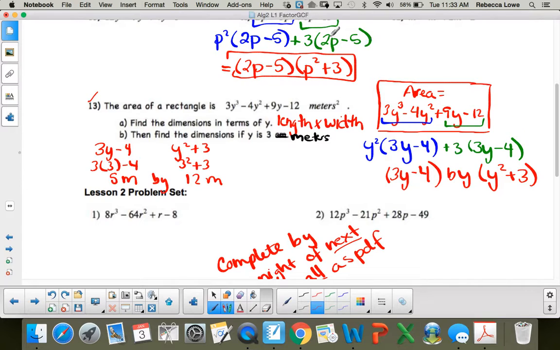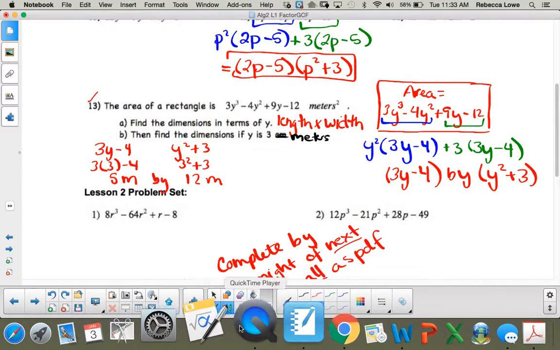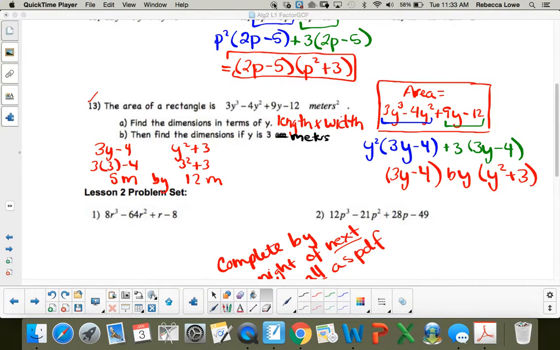All right, hope this helps, and we'll answer your questions next class. Be sure you can master factoring by grouping. Factoring is one of the most important skills you need to know.